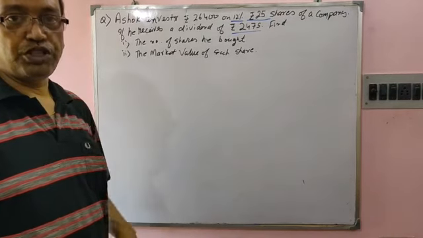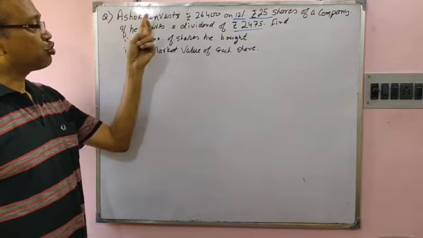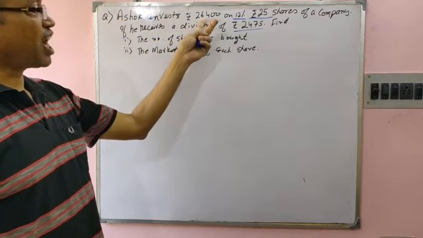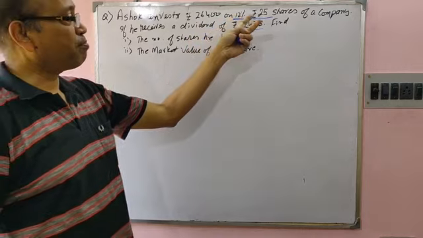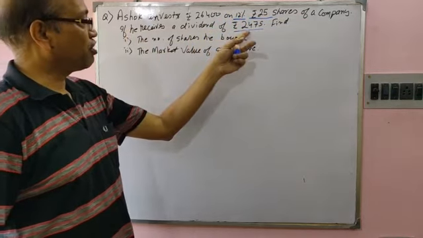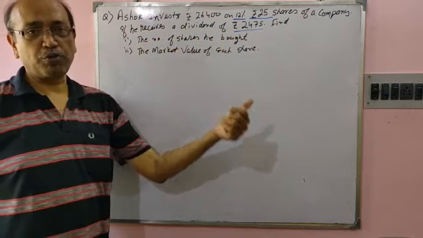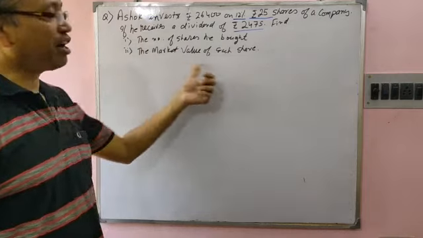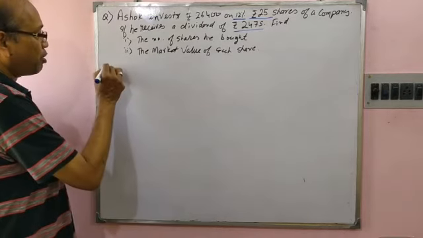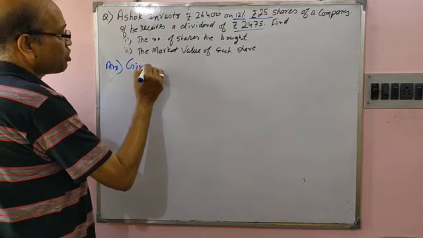Let us continue with the numericals. The next numerical: Ashok invests rupees 26,400 on 12% 25 shares of a company. If he receives a dividend of rupees 2475, find the number of shares he bought and the market value of each share. Like before, first write down what we have, what is given.